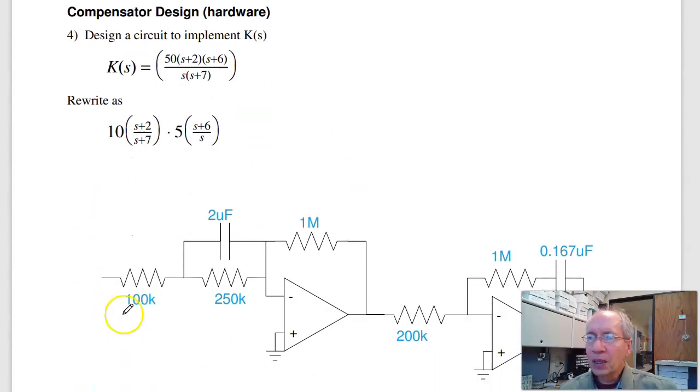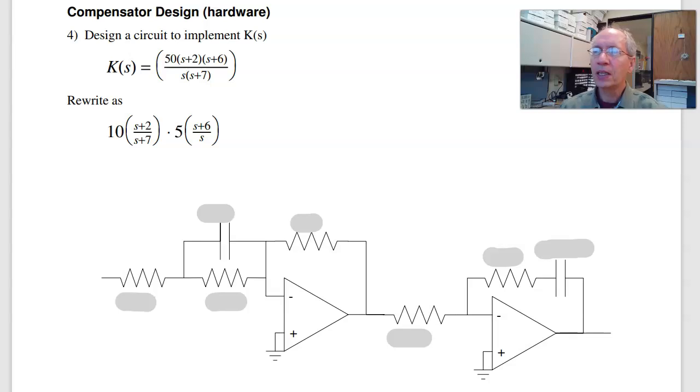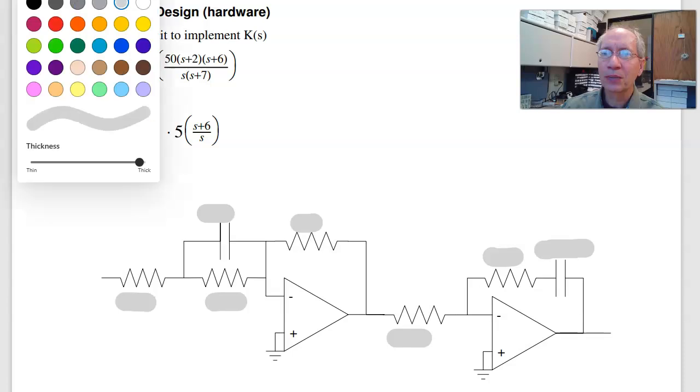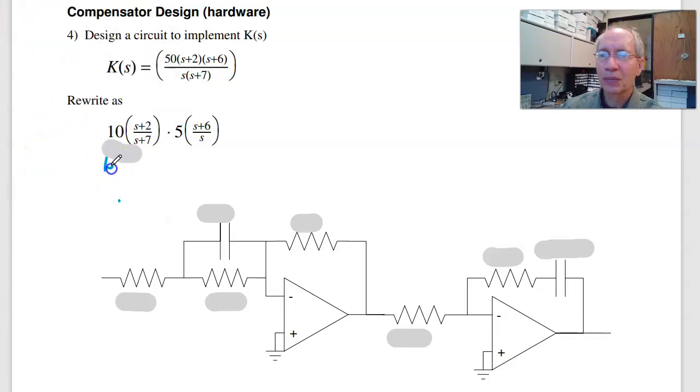Finally, find R and C to implement K of s. Now this is a compensator, we don't know the form, but I can do some algebra, rearrange it, and this gives me a lead compensator and here's my PI.